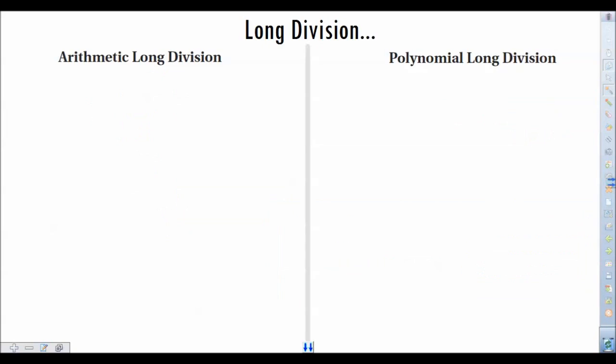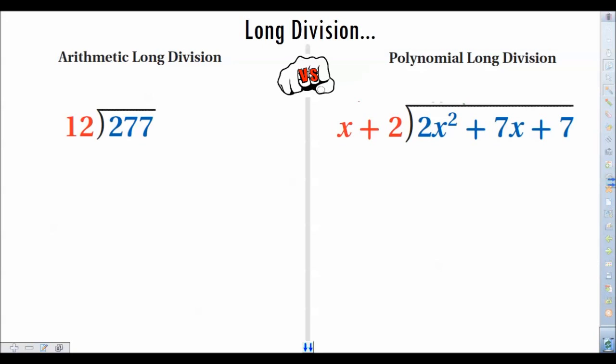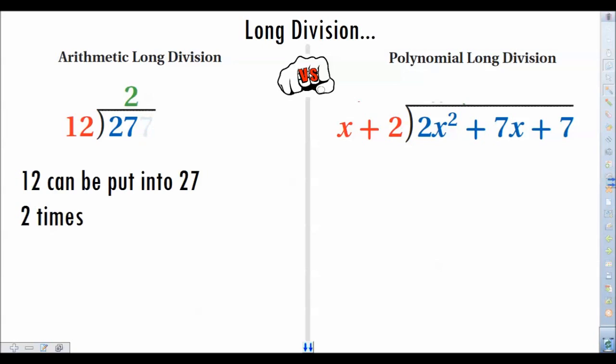Let's take a look at that. And let's put these side by side in an epic battle. So let's take 12 divided into 277 just like we did before. Now let's take a look at polynomial long division. What you want to notice here as we go through this is all the similarities that this is going to have between the two. So going back over the 12 going into 277, remember we put 12 into 27 and we go in there 2 times.